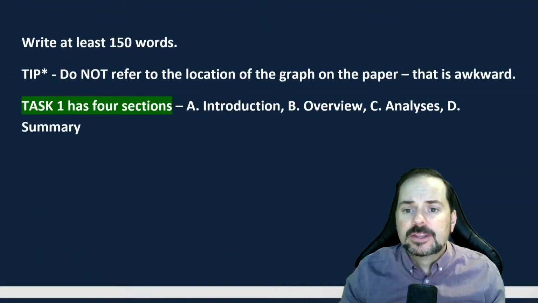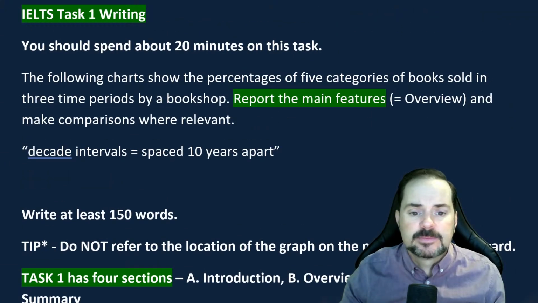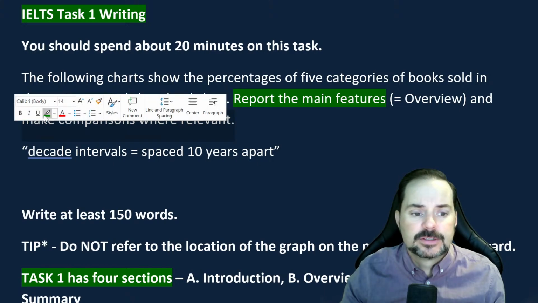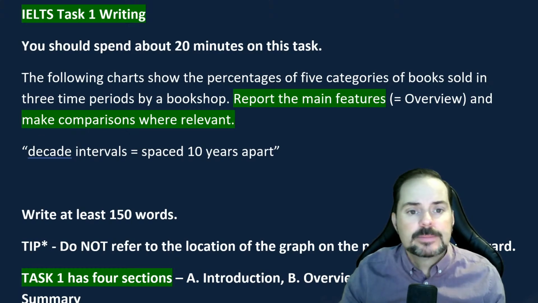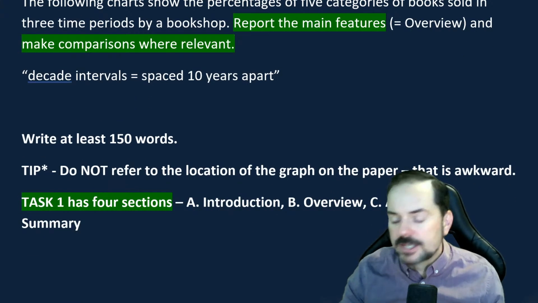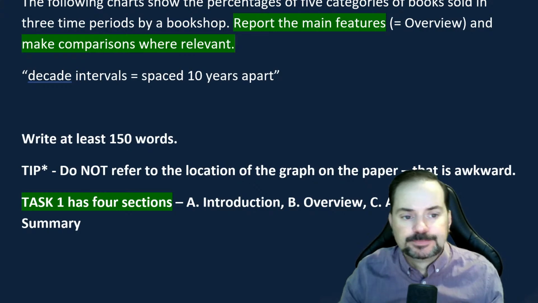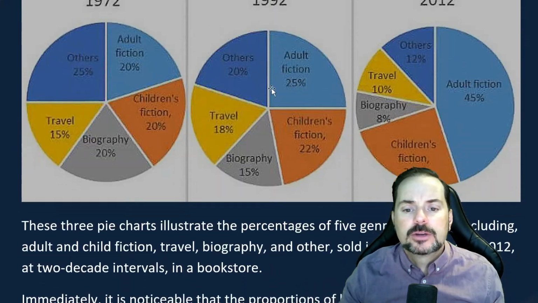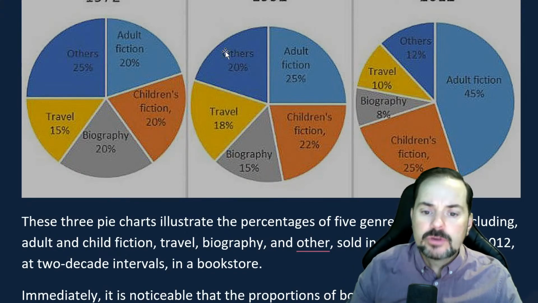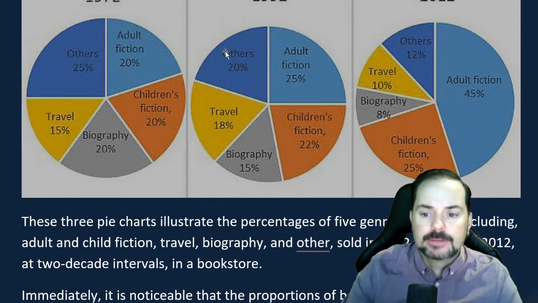Okay, all right, and then C is the analysis or analyses. This is basically the part of the question where it says make comparisons where relevant. Okay, Nancy says yes, perfect. So make comparisons where relevant. Okay, Sanjay says thumbs up, awesome. So that's what we want to do. We want to make comparisons where relevant.